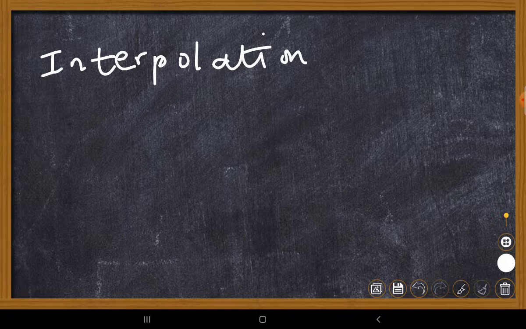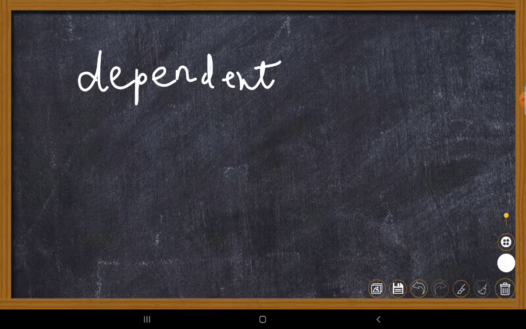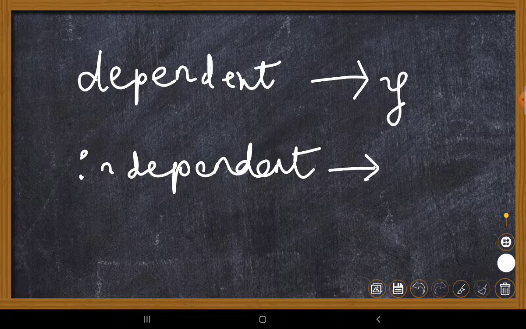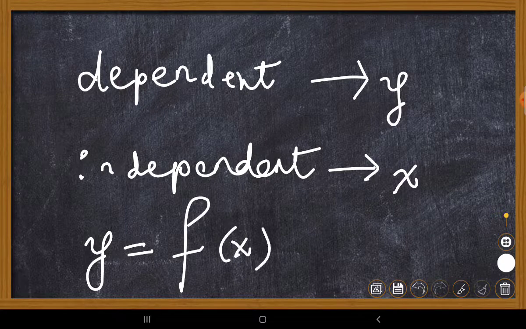Just like before, you will have two types of variables: a dependent variable and an independent variable. We usually denote the dependent variable by y and the independent variable by x, and y is related to x by a function f given by y = f(x). So y is dependent on whatever value x takes, and x is independent of any other variable.